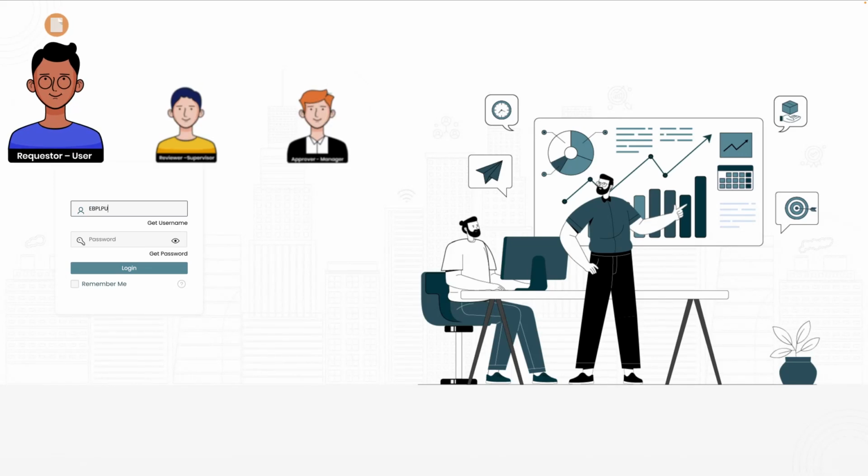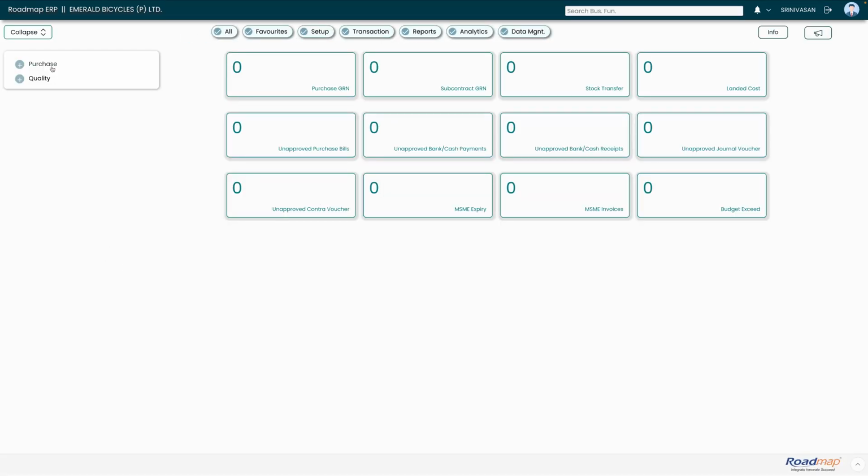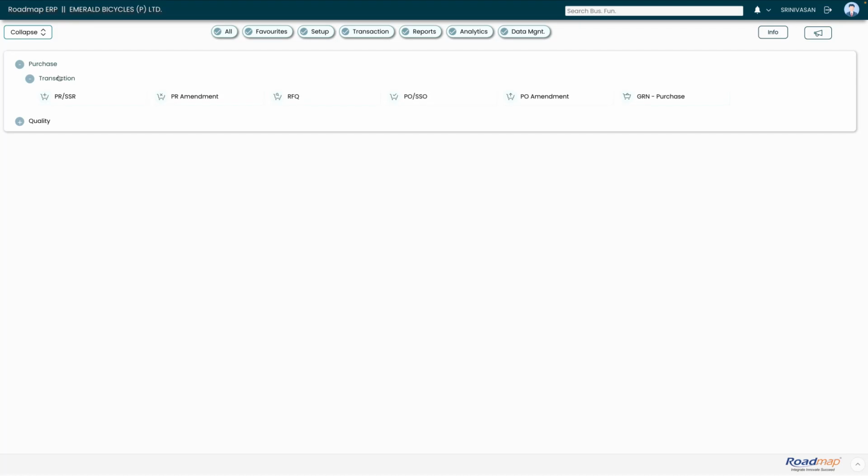So in order to create a purchase order from your pending RFQ, let's move on to our login page. Here you will be logging in as a purchase user. Now click on login. Move on to your purchase and transaction. Navigate to your purchase order.